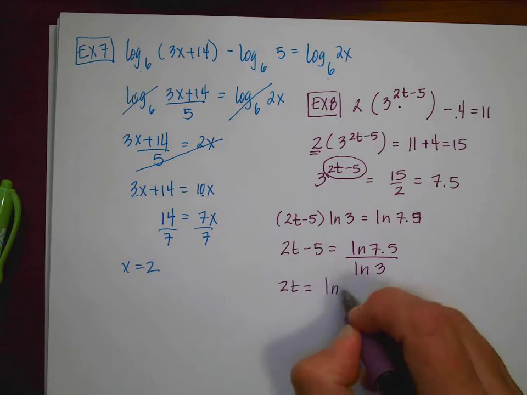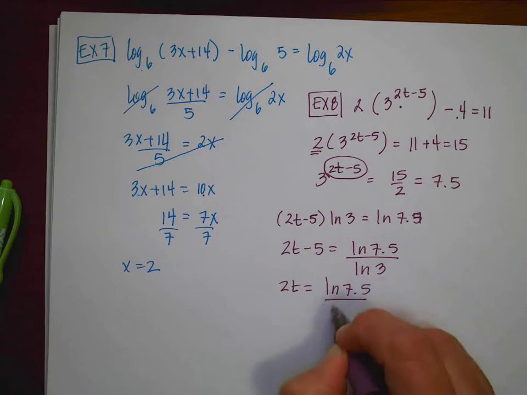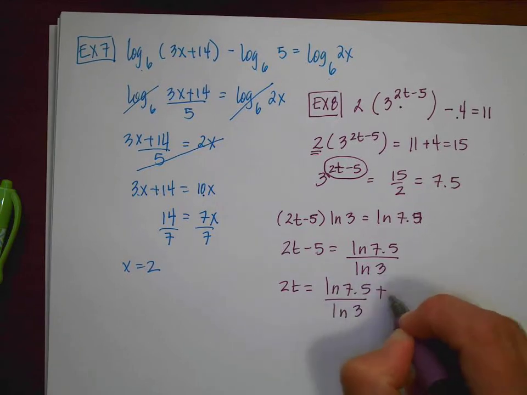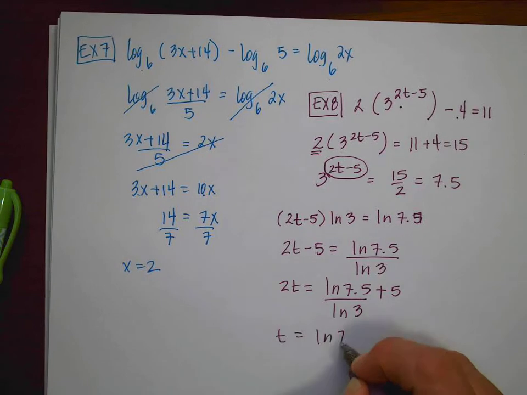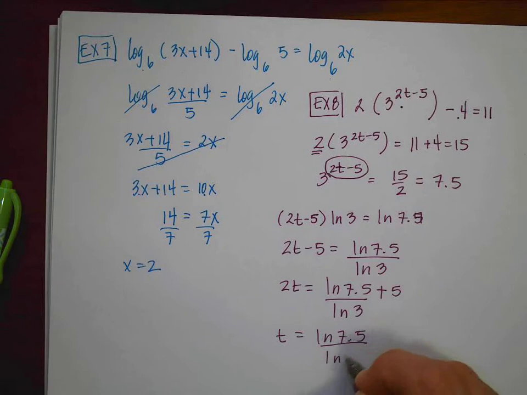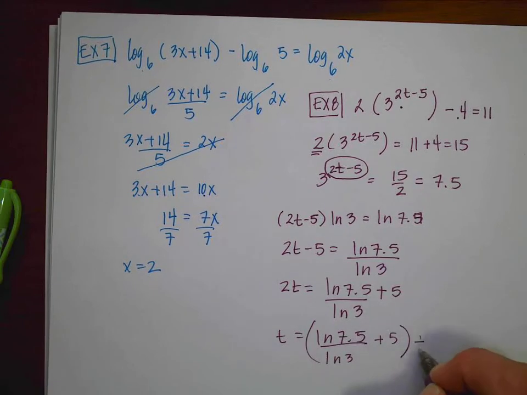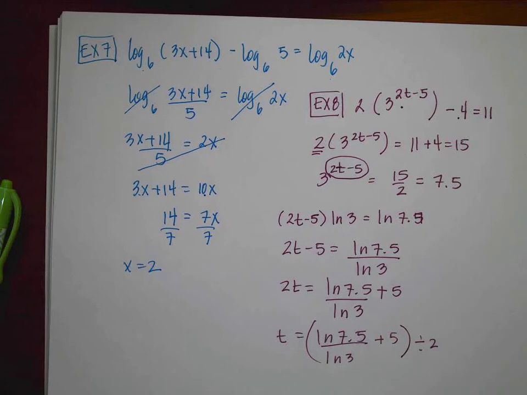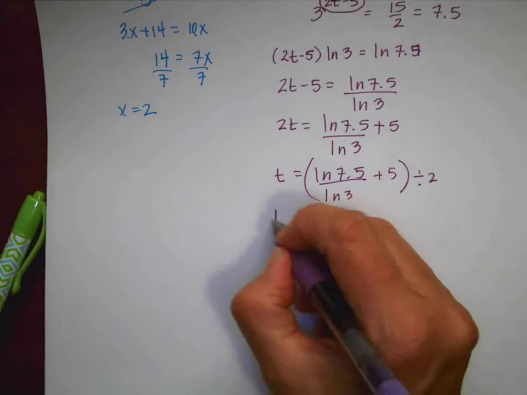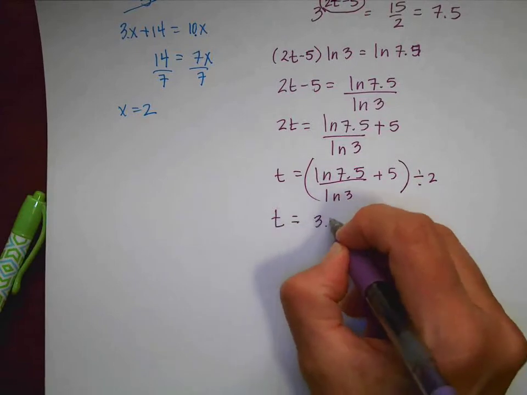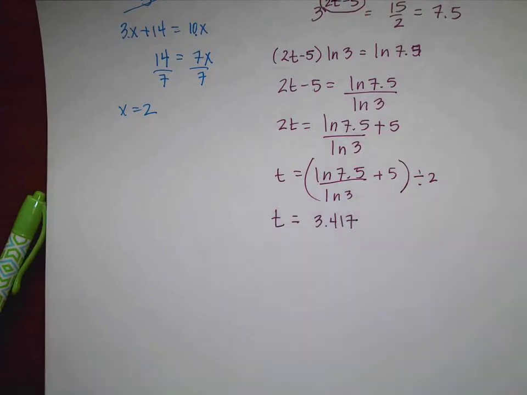Add 5. 2t is, and don't use your calculator until you get all the way to the very end so that you don't generate error. And t is going to equal this long mess of terms, the natural log of 7.5 divided by the natural log of 3 plus 5, the whole kit and caboodle, divided by 2. And if you do all of that math in your grapher in one fell swoop, you get that t is equal to 3.417.